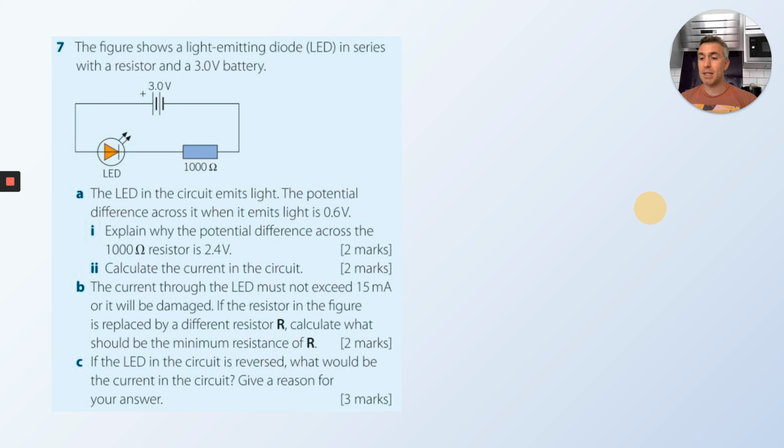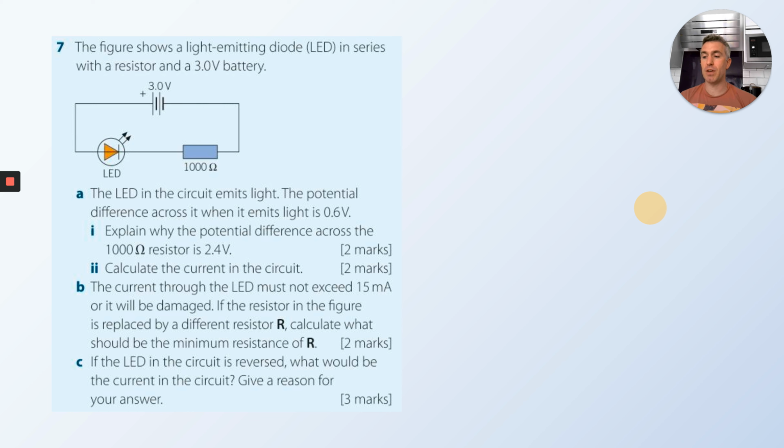The current for the LED must not exceed 15 milliamps. Milli, standard form. What does milli mean? Like millimeters. Can you put that into amps? If it's millimeters, how many millimeters in a meter? Same, how many milliamps in an amp? You can work that out. The current in the LED must not exceed 15 milliamps or it will be damaged.